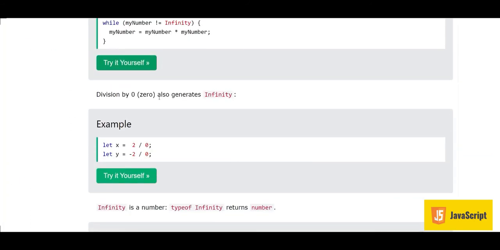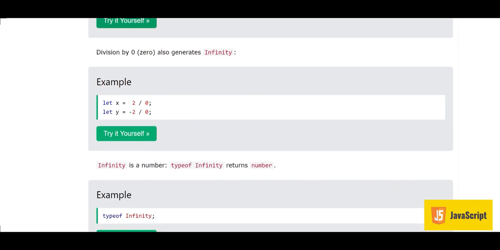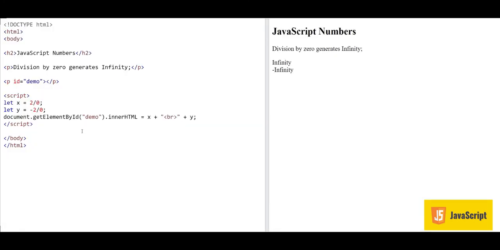Similarly, division by 0 also generates Infinity. Here we are dividing 2 by 0 and negative 2 by 0, and the answer is either Infinity or negative Infinity. So this was our calculation here.